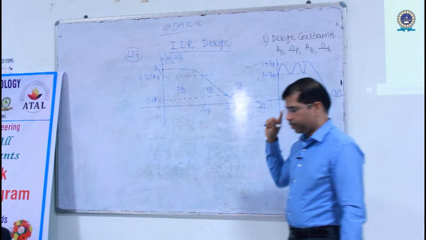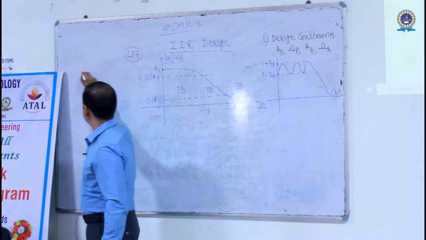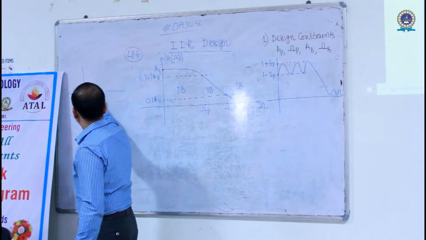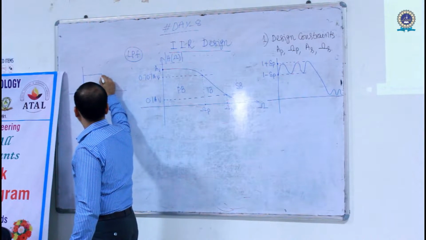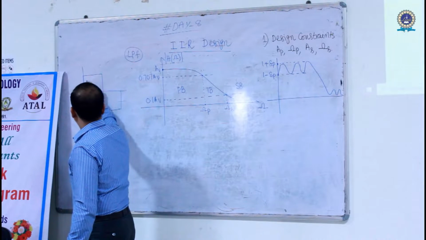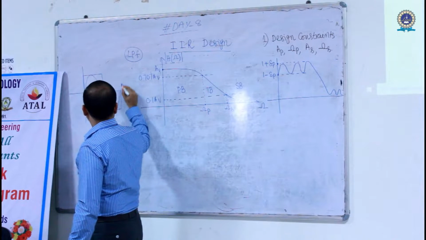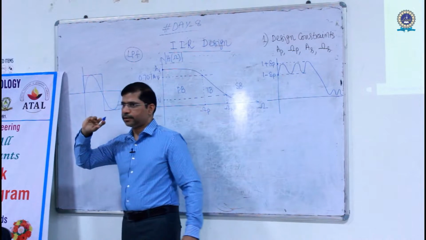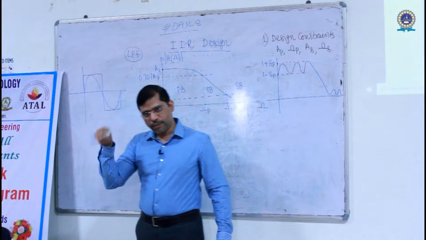So what is the Gibbs phenomenon? The Gibbs phenomenon is something like this. What he has done is that this is a square waveform and this is a sinusoidal waveform. So can I say that the square waveform is equal to the sinusoidal waveform?